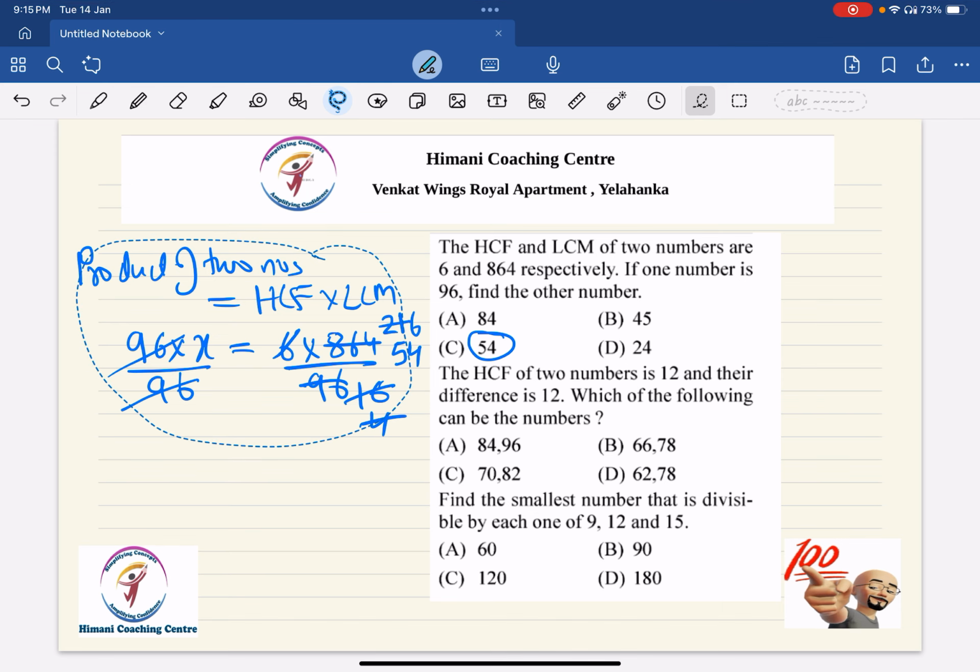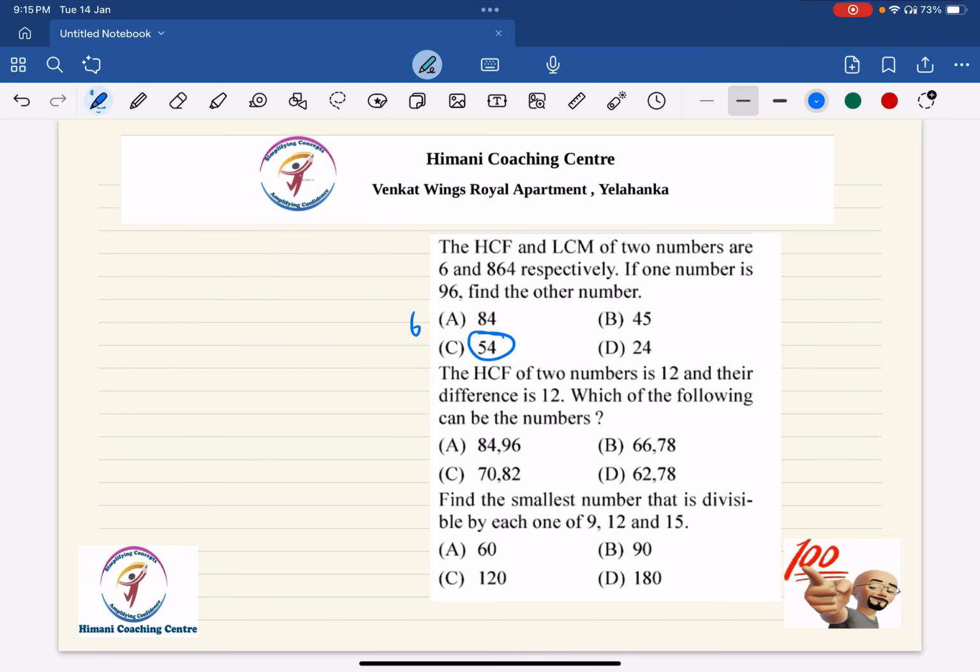Now let us look at the next question. The HCF of two numbers is 12 and their difference is also 12. Which of the following can be the numbers? Okay, so students, here you have to first check. See, the HCF of two numbers is 12. Okay, so 12 is what?